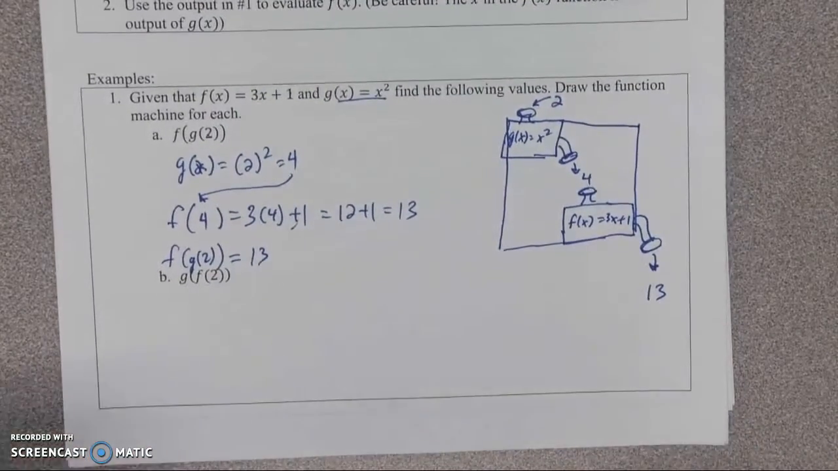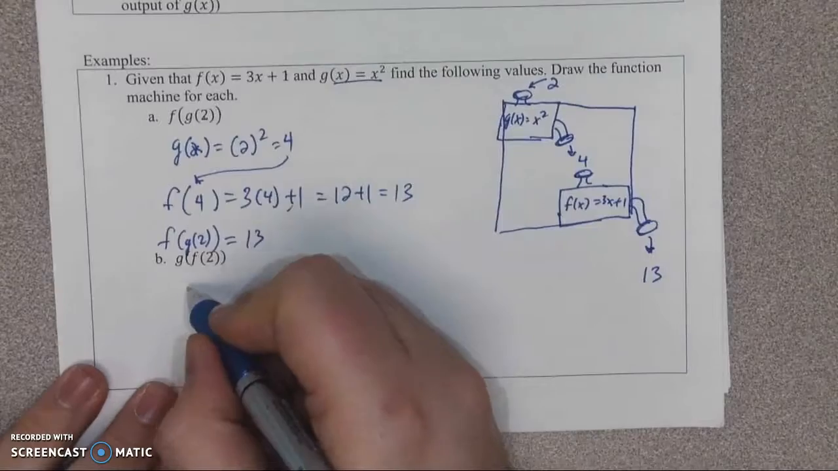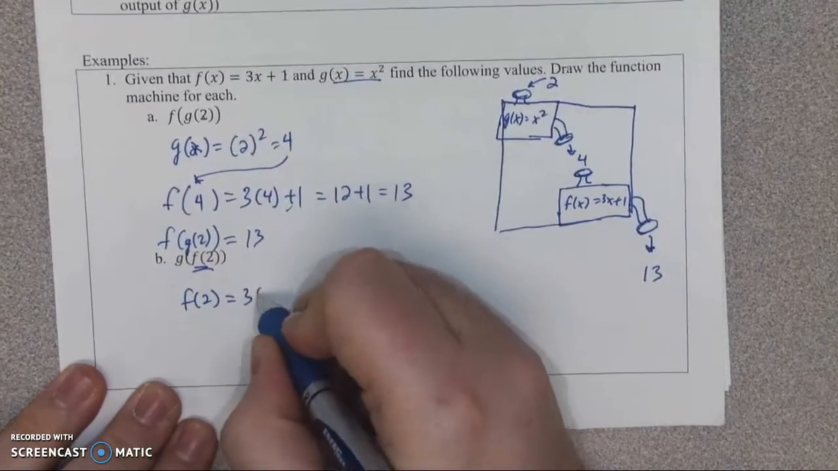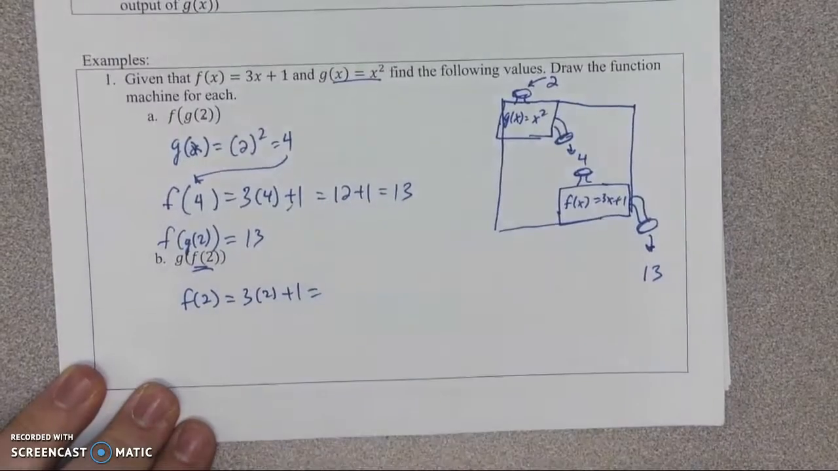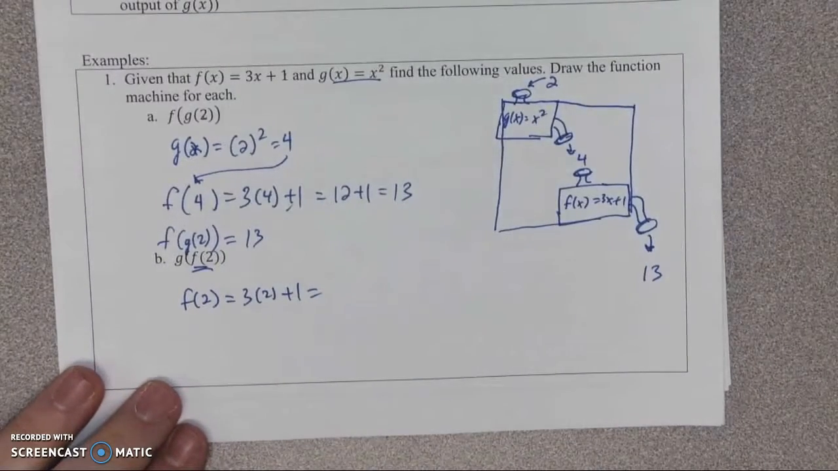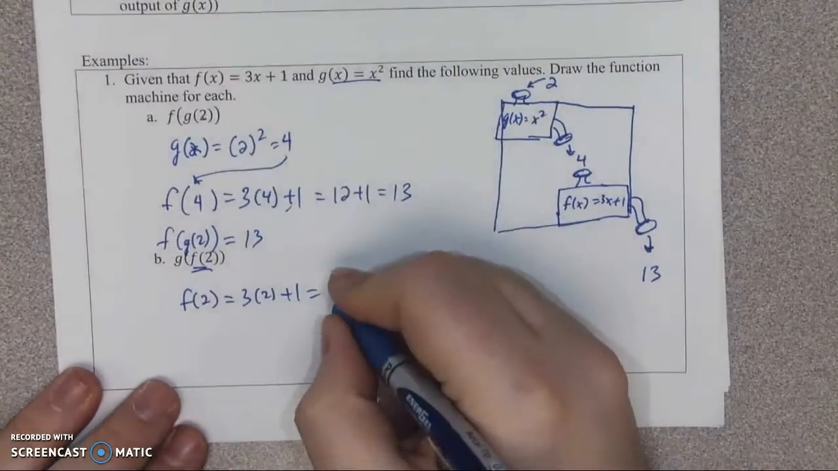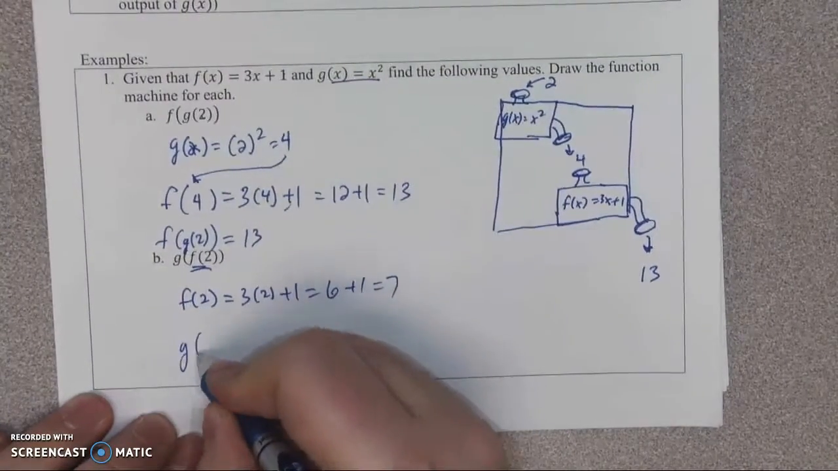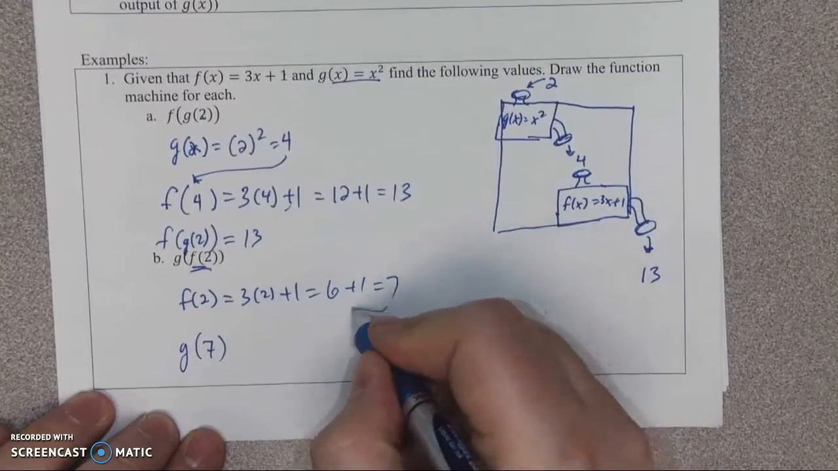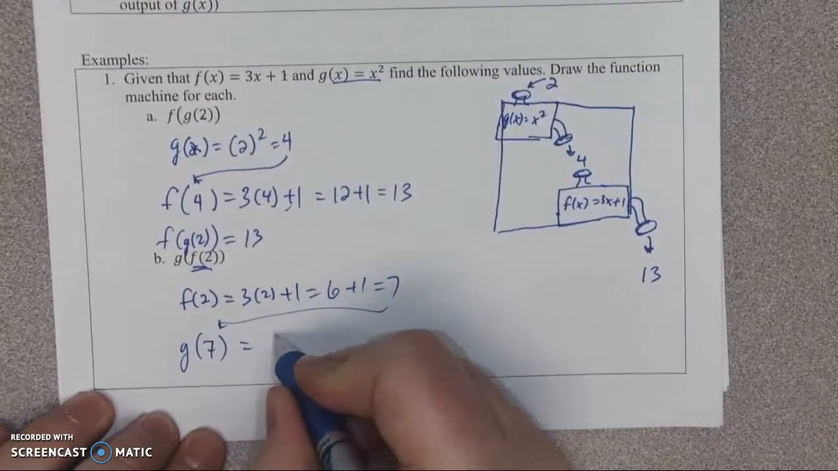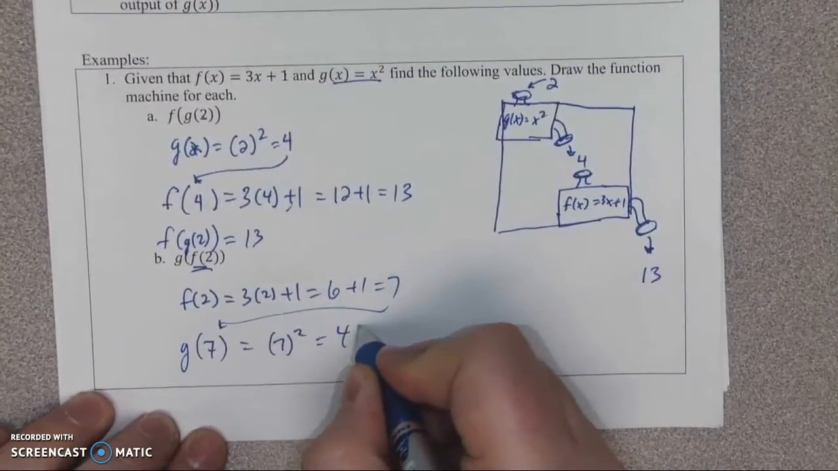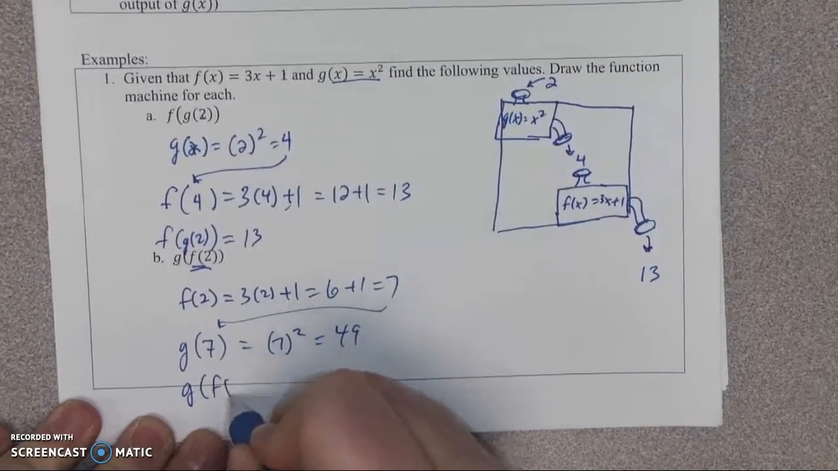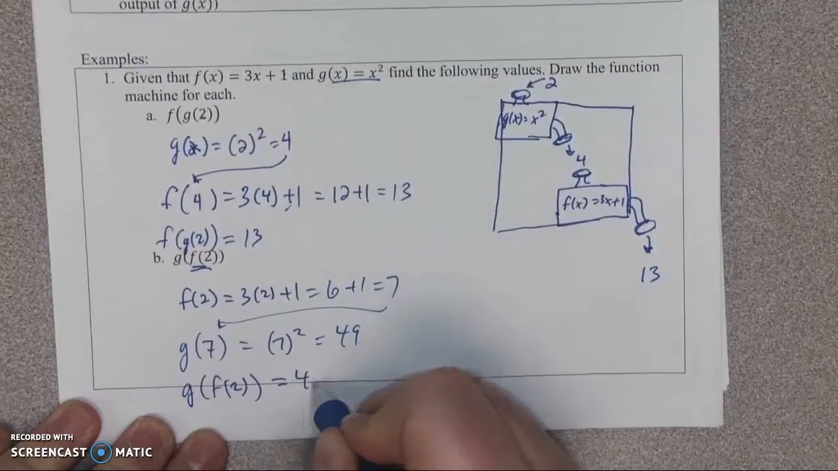Part B, I'm not going to draw the function machine for that one. You start with f of 2 first this time. So f of 2 equals 3 times 2 plus 1. 3 times 2 is 6, plus 1 is 7. So I'm going to take 7, and now I'm going to do g of 7. G of 7 is 7 squared, which is 49. So you would write g of f of 2 is 49.